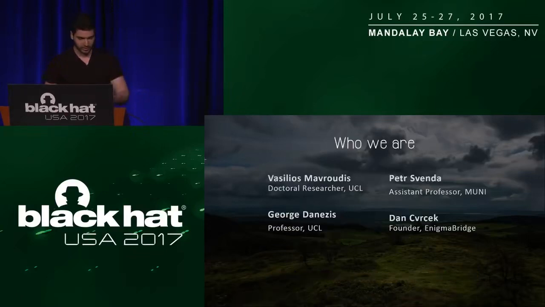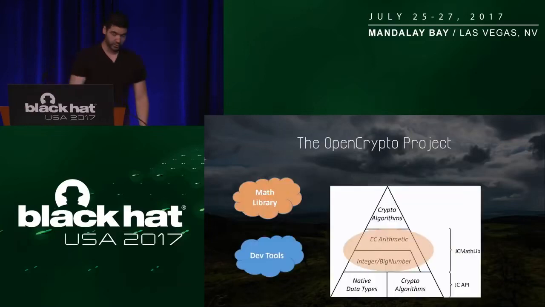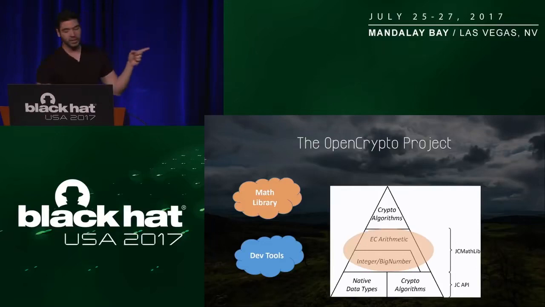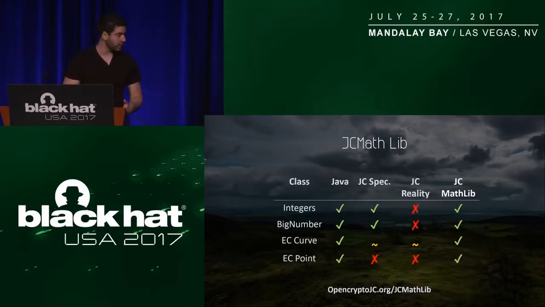The people who built this project are myself, Vasilis, Petrus Venda, Jordan Ezis, and Dan Svercek. And here's the OpenCrypto project. As part of this project, we provide a math library and development tools. The math library, as you can see on this pyramid, sits on top of the current JavaCard API and provides integers, big numbers, and elliptic curve arithmetic. A bit more on it now.